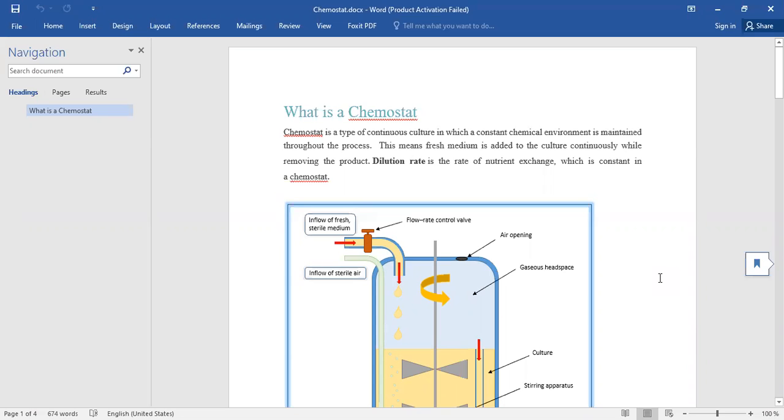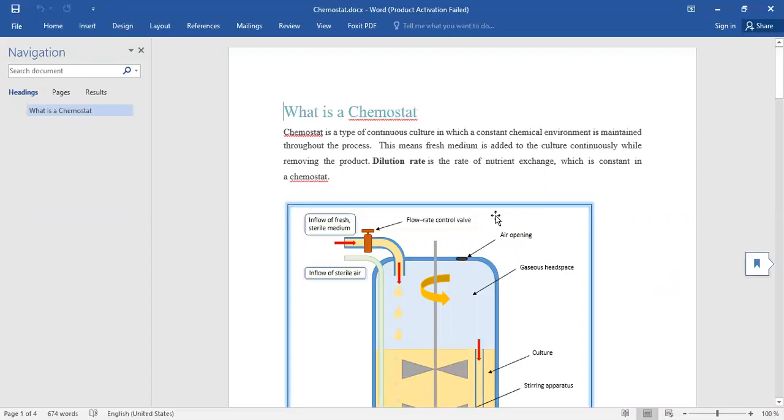Today I am going to discuss the topic chemostat. Chemostat and turbidostat are two terms used in fermentation technology, and they are directly related to microbial growth. A chemostat is a type of continuous culture.